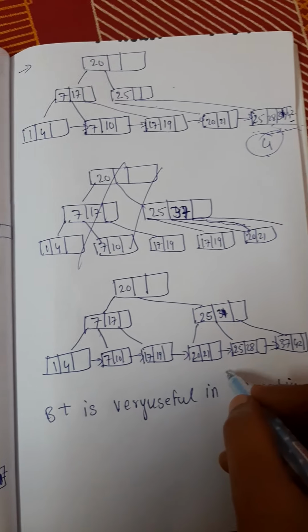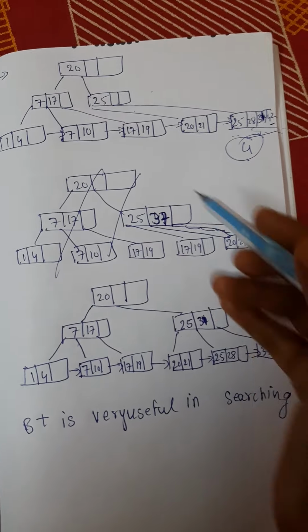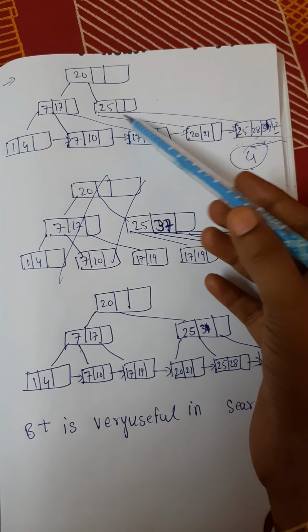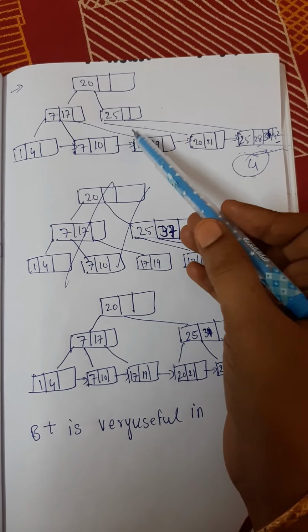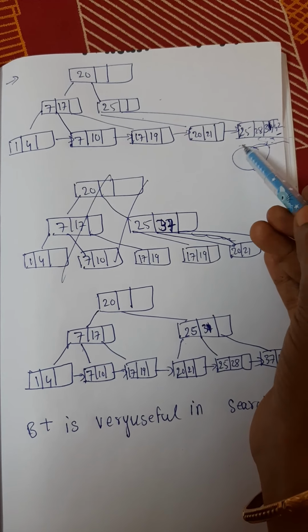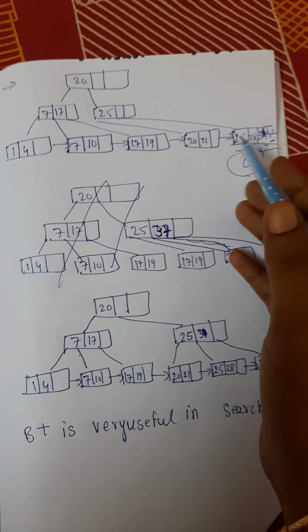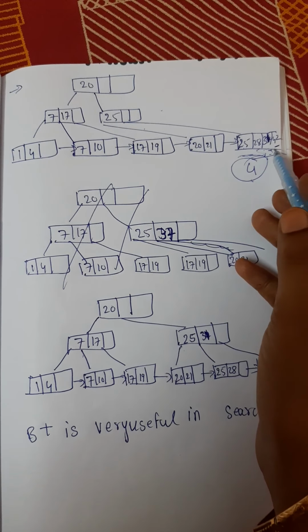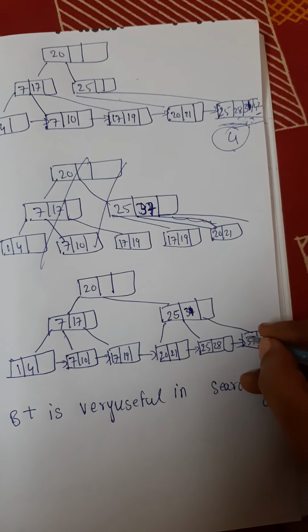So this is same as it is. Now 20, 21 to the left of, and to the right. Now 31 we have split. So 31 left will be 25 and 28, and 31 right will be 31 and 42.